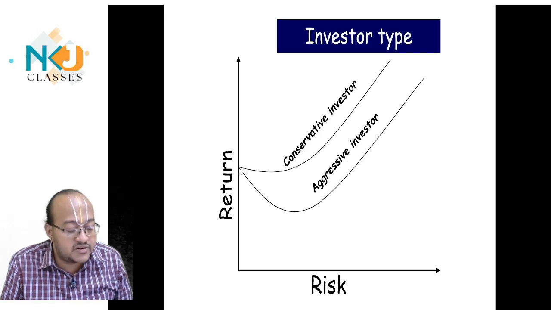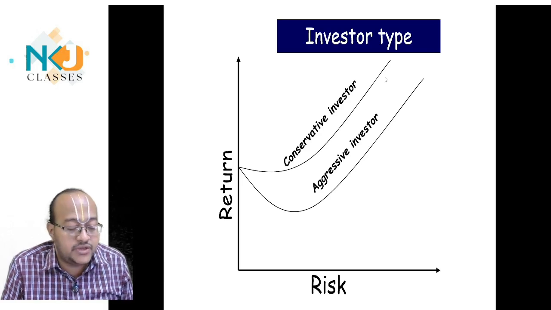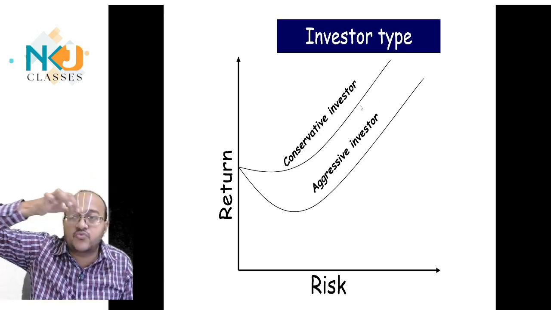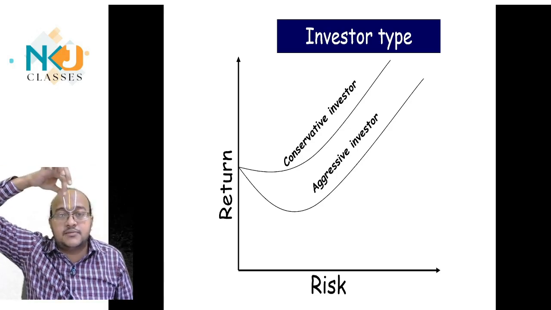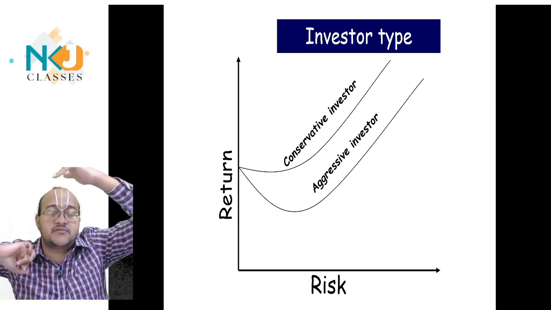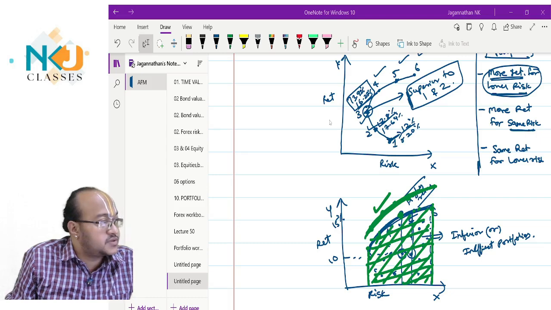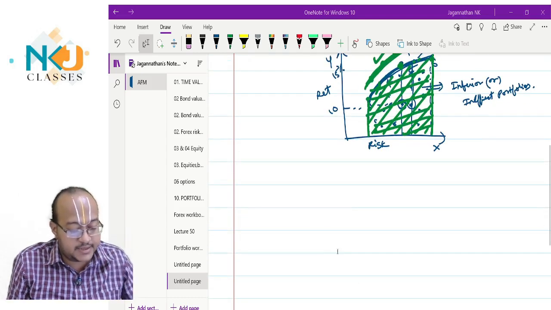Go see the conservative investor. Conservative investors require a higher return for a given level of risk. That is why the graph is moving upwards. See, the first line, whose line is it? Conservative investor, which means very simple, I will tell you. See here, I will try to explain.